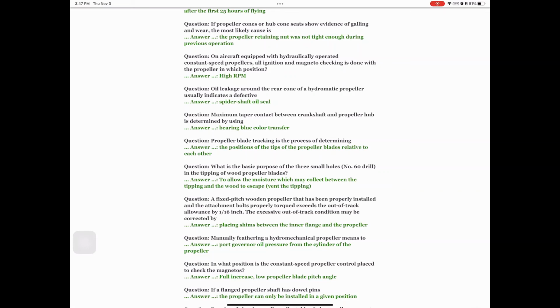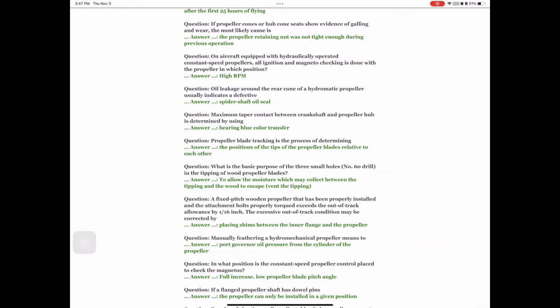Question. Oil leakage around the rear cone of a hydromatic propeller usually indicates a defective? Answer. Spider shaft oil seal. Question. Maximum taper contact between crankshaft and propeller hub is determined by using? Answer. Bearing blue color transfer.